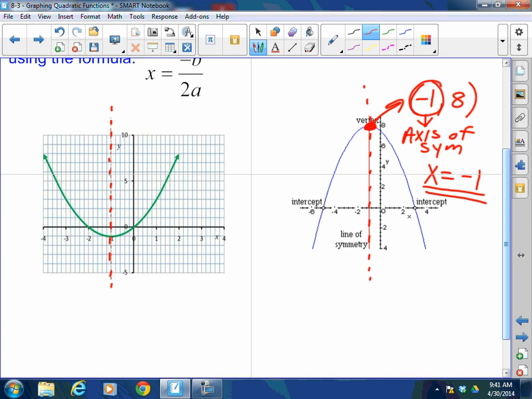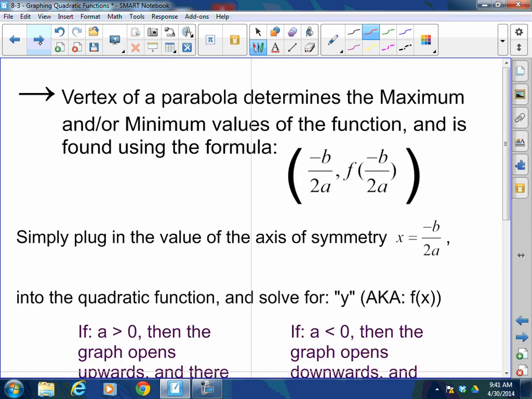Okay? You guys with me so far, right? This is all review still? Good? The vertex, what I just finished talking about. Remember, this messes a lot of people up. Remember, this is just f of x. And this value here is x. Why do I put negative b over 2a? Because that's the axis of symmetry.